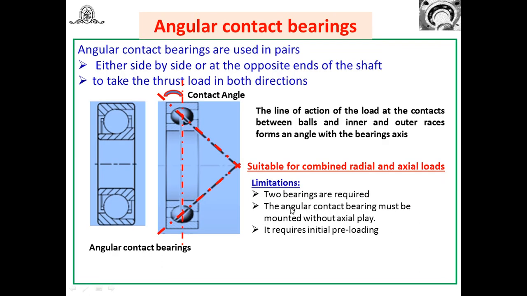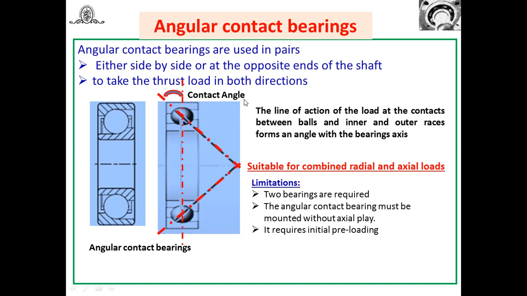Now let us see another classification, angular contact bearing. Here, look at this, these are the balls, but the arrangement is made in the grooves of the inner race and the outer race. Because of this, what is going to happen is very important. The grooves in the inner race and the outer race are so shaped that the line of reaction at the contact between the balls and the outer race and the inner race makes an angle with the axis of the bearing. This is the axis of the bearing, and this angle is known as the contact angle.